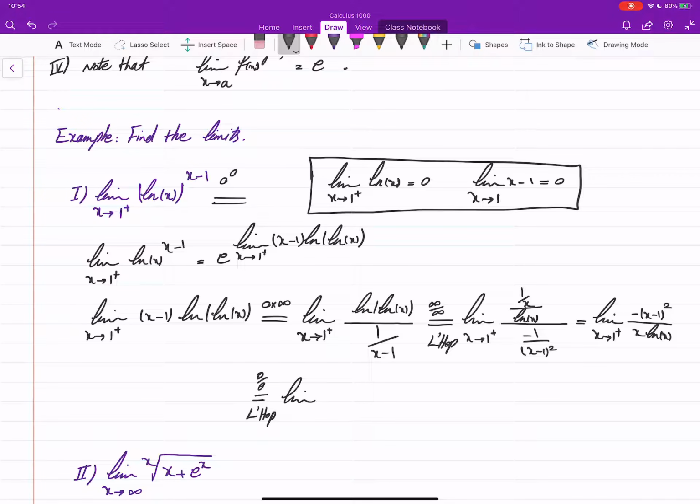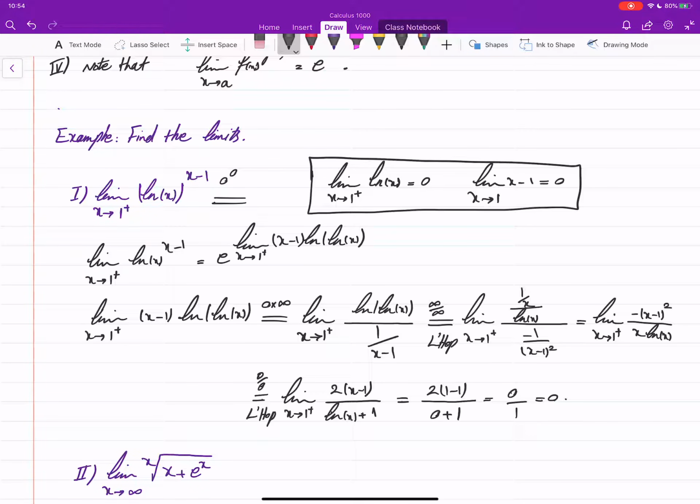And this will give me 2 times (x minus 1) over ln x plus x times 1 over x, which is 1, as x goes to 1 plus. Now, if you let x go to 1 plus, in the denominator I'm going to have 0 plus 1, and it is non-zero. So that means that we have found the limit. So this is 0 over 1, which is 0.